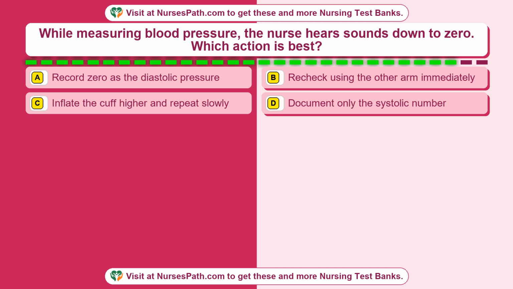Question 2. While measuring blood pressure, the nurse hears sounds down to 0. Which action is best? Option A. Record 0 as the diastolic pressure. Option B. Recheck using the other arm immediately. Option C. Inflate the cuff higher and repeat slowly. Option D. Document only the systolic number.